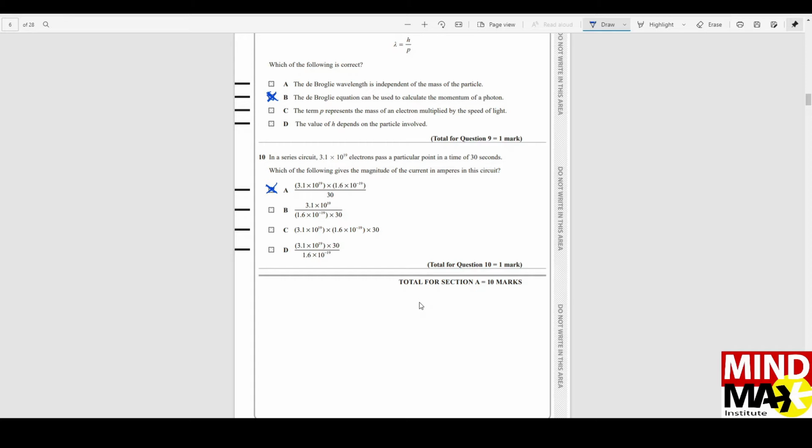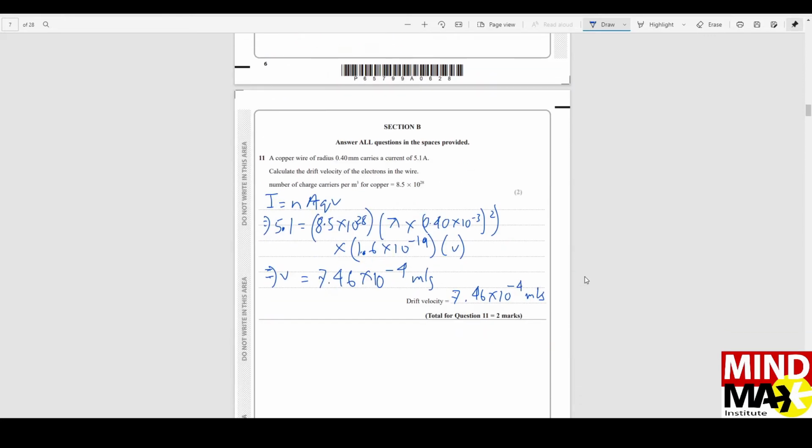Why? Because each electron carries 1.6 × 10^-19 coulomb. So 3.1 × 10^19 electrons will carry the thing in the numerator. That is the total charge of these many electrons. That's in the numerator. And since current is charge divided by time, charge divided by time is 30 seconds. That's the answer. Now we move on to this one.